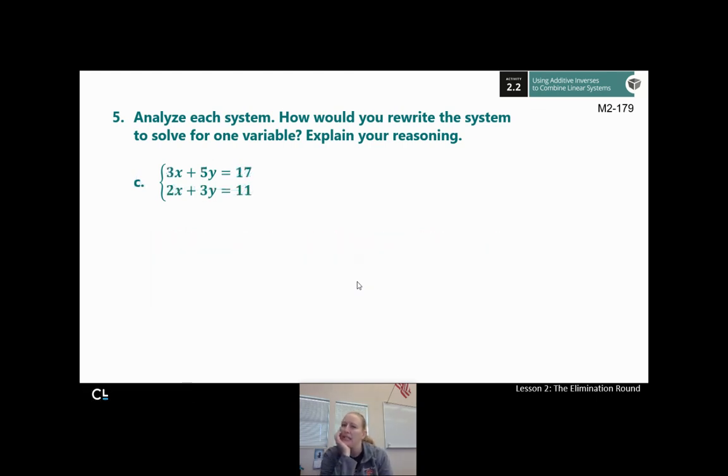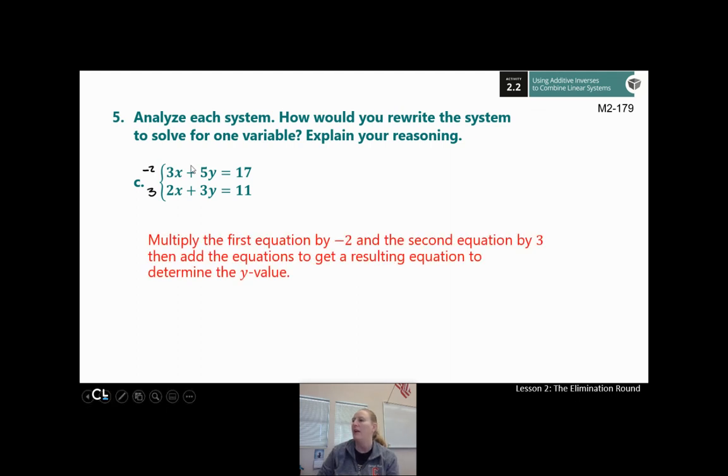For C, it started to get trickier. I looked at this and I was like, all right, I'm going to have to rewrite both equations, right? There's no way around it. So I thought to myself, well, let's get rid of the x's. I can multiply this by a -2. And if I multiply that guy by a 3, then this would be a -6 and this would be a +6. And it would cancel out my x's so that I get a resultant equation that would let me find the y value. Not the only way of doing this. You could have chosen another method, but this is just the one I chose.